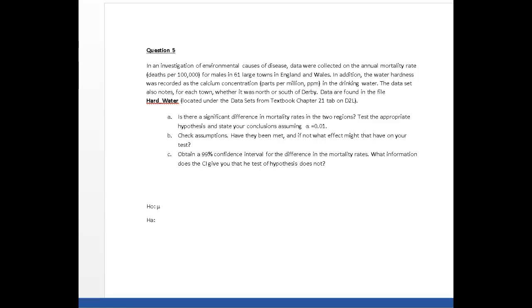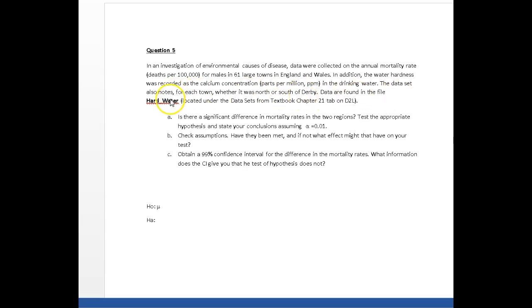Okay, last question. We are told, in an investigation of environmental causes of disease, data were collected on the annual mortality rate, and this was deaths per 100,000 men for males in 61 large towns in England and Wales. In addition, the water hardness was recorded as the calcium concentration in ppm in the drinking water. The dataset also notes for each town whether it was north or south of Derby, England.